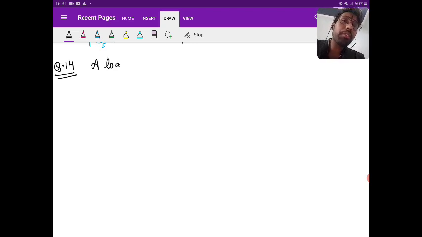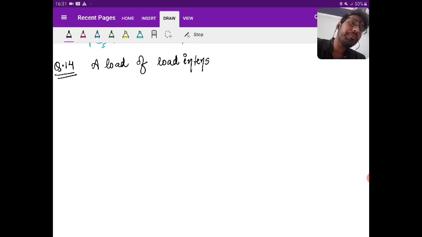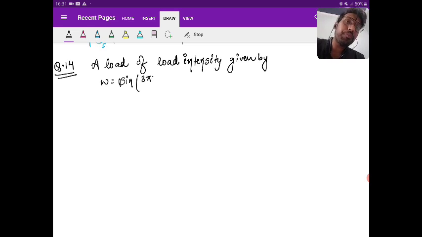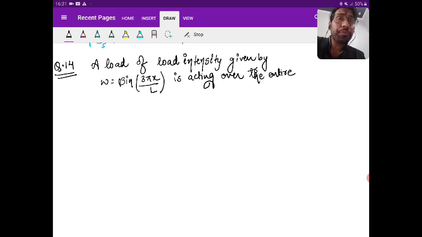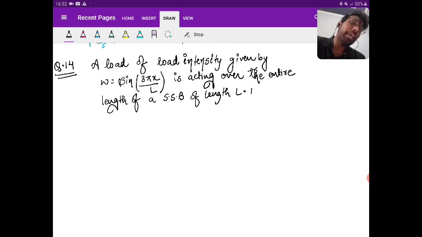A load of load intensity given by w is equal to sine of 3 pi x by L is acting over the entire length of a simply supported beam of length L. Determine the support reaction.